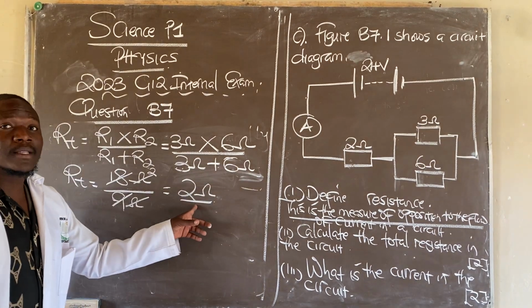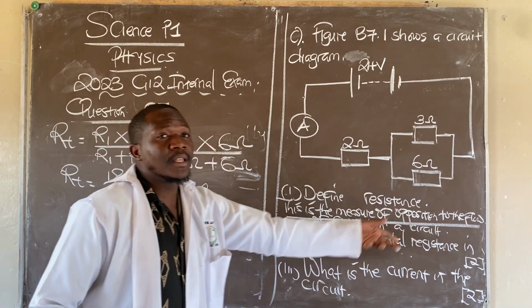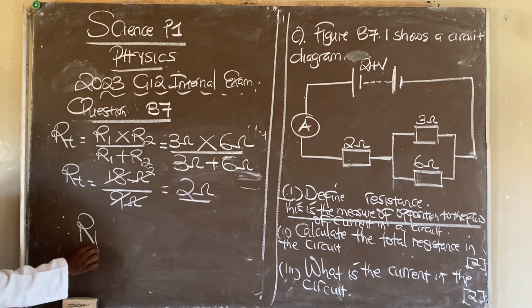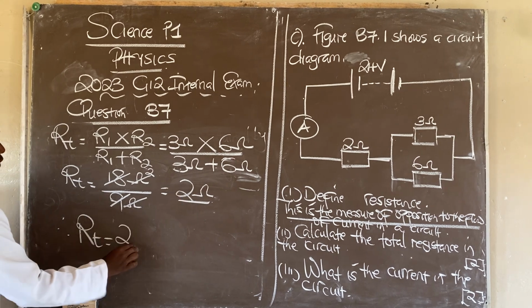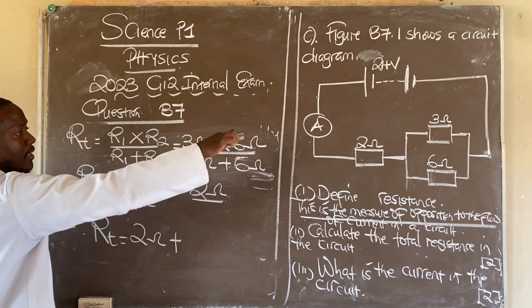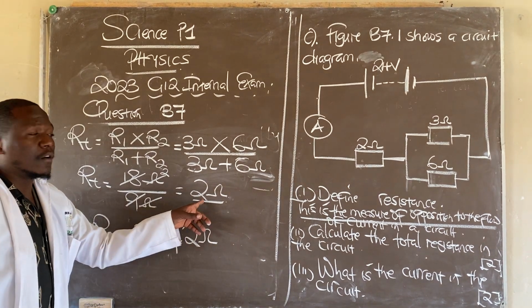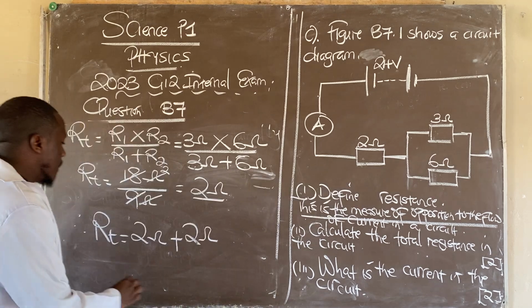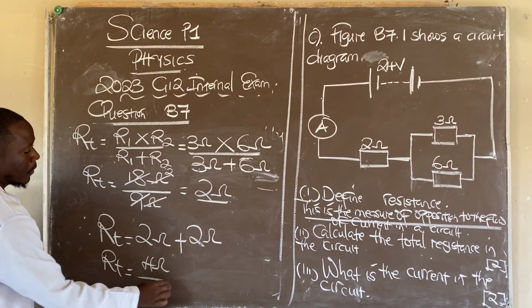But this is not the answer. It's the combined resistance between the two. So to find the total, we're now going to say, therefore, the total resistance is equal to this 2 ohm, which is here, plus the other 2 ohm. This 2 ohm is the one that I found here. Then this 2 ohm is the one I'm picking, which was in series. So the total resistance is going to be 4 ohms.